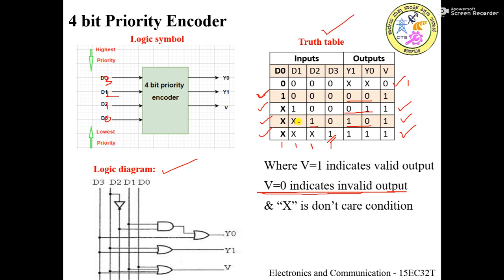And here in the truth table, V equal to 1 indicates a valid output, V equal to 0 indicates an invalid output, and X, you already know, is a don't care condition, in the sense it may be 0 or it may be 1.